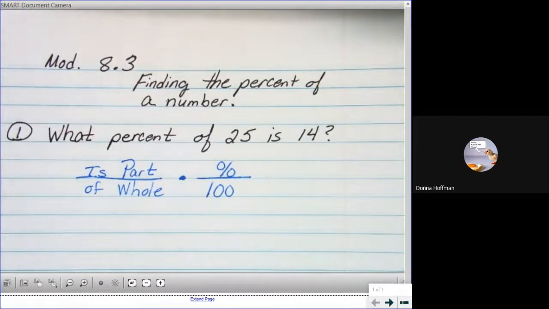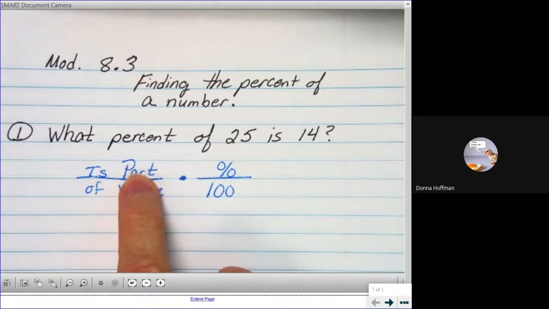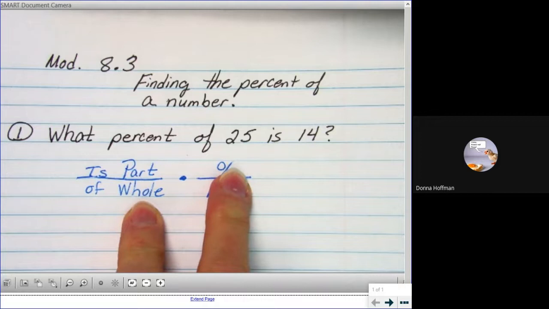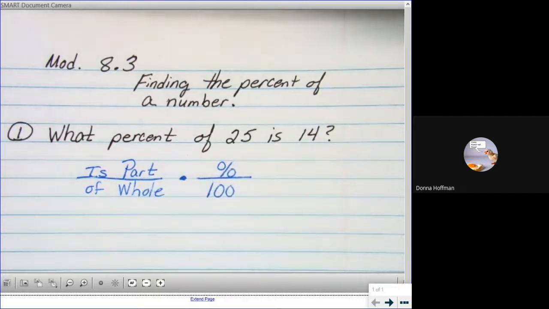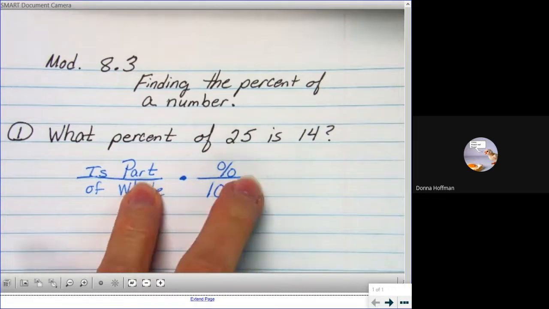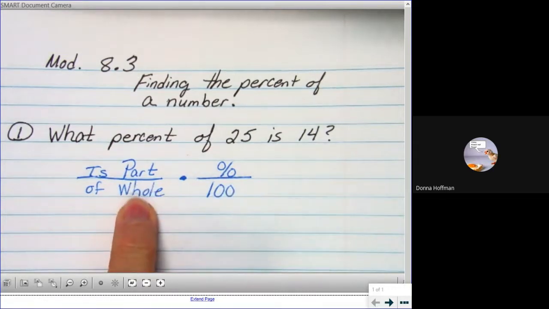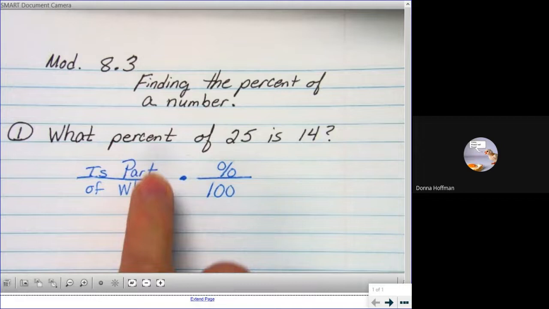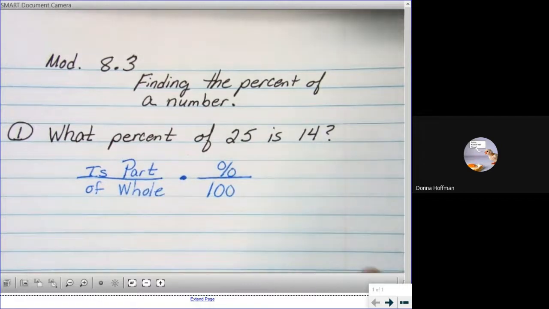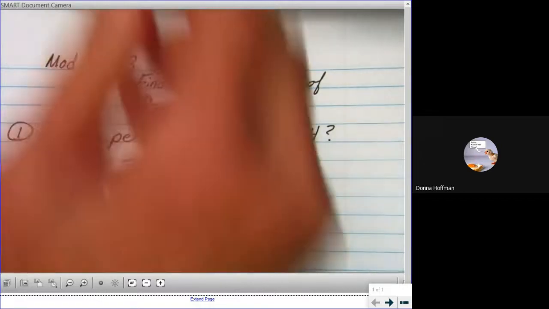Okay, so this is a continuation of module 8.3. Ordinarily, we were always looking for the part of the number when we were given the whole and the percentage. And we always put a box there from yesterday. That box is now going to move. Sometimes they're going to give us the part and the percentage, and then we have to find the whole. Sometimes they're going to give us the part and the whole, and we're going to be looking for the percentage. It just all depends on what the question is asking.